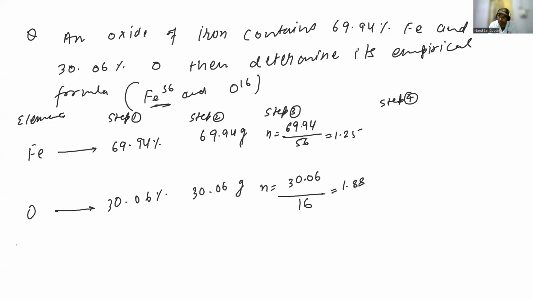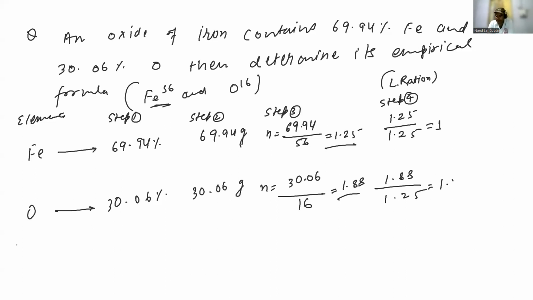Now we are dividing by the lowest ratio. Lowest ratio means we have to divide all the moles by the smaller mole. Out of 1.25 mole and 1.88, which is the smaller one? 1.25. So here I am dividing 1.25 by 1.25, and 1.88 divided by 1.25. So this is going to be 1, and this is going to be 1.5.